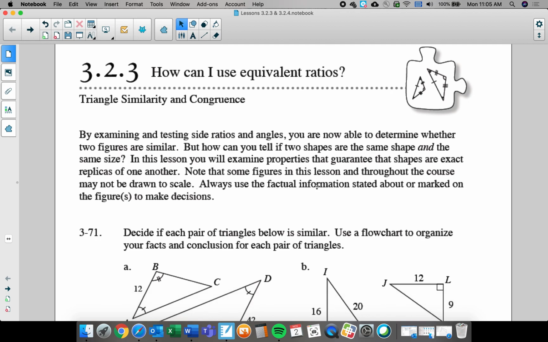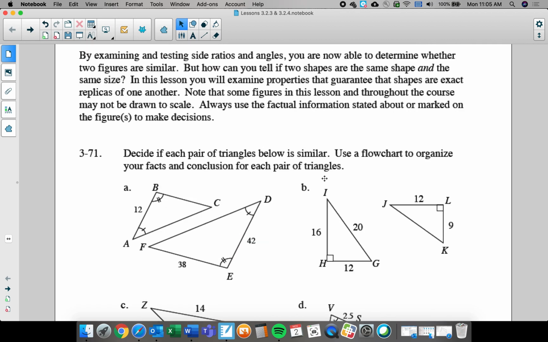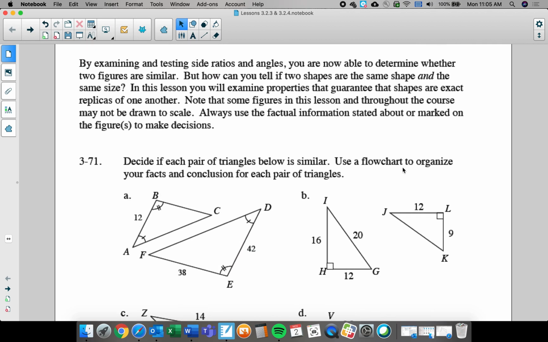By examining and testing side ratios and angles, you are now able to determine whether two figures are similar. But how can you tell if two shapes are the same shape and the same size, which is what congruence is? You're going to look at properties that guarantee shapes are exact replicas of each other. Note that some figures in this lesson and throughout the course may not be drawn to scale. You always use factual information stated about or marked on the figures to make decisions. So again, don't go off of looks, go off of mathematical facts.